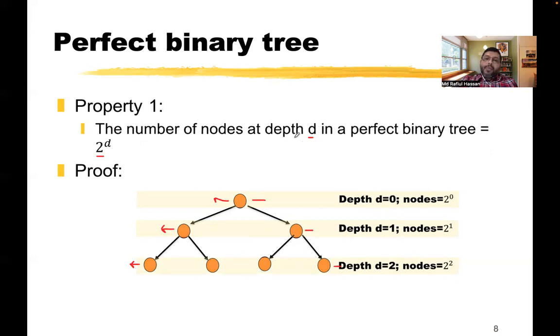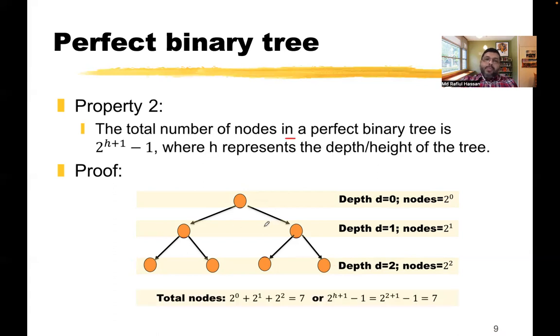The previous example was the total number of nodes at each depth of the tree. This property 2 is the total number of nodes in the whole tree, which will be 2 to the power h plus 1, minus 1. If we follow this formula, then we can compute the total number of nodes in the perfect binary tree.